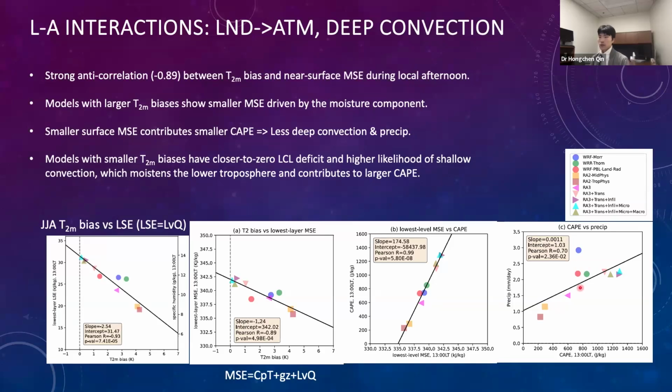So we found there's a strong anti-correlation between T2M bias and near-surface MSE during local afternoon. And models with larger T2M biases show smaller MSE driven by the moisture components. And the smaller surface MSE contributes to a smaller CAPE, meaning there's less deep convection and precipitation. Models with smaller T2M biases have a LCL deficit closer to 0, and there's a higher likelihood of shallow convection, which moistens the lower troposphere and contributes to a larger CAPE.